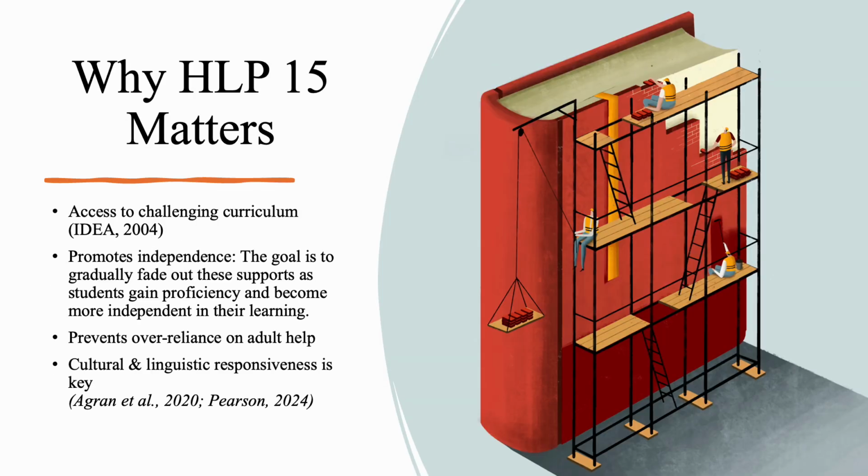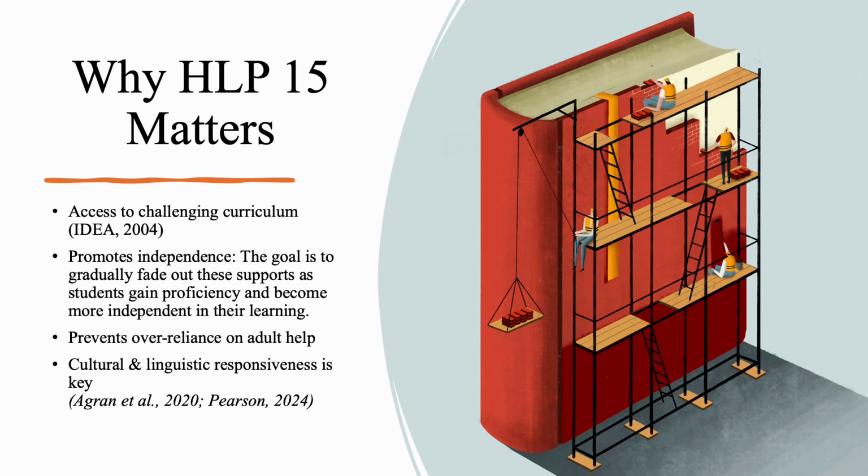Now, why does scaffolding matter so much? Well, without it, many students with disabilities risk being placed in classrooms that are too restrictive, where they don't get the chance to access grade-level content. IDEA requires us to provide access to the least restrictive environment, and scaffolding is one of the best ways to make that happen. Scaffolding promotes independence. It's about helping kids get there, but then fading back so they feel proud of what they can do themselves. It also helps prevent what I call the Velcro effect, where students get stuck to adults because they were never taught to do things independently.